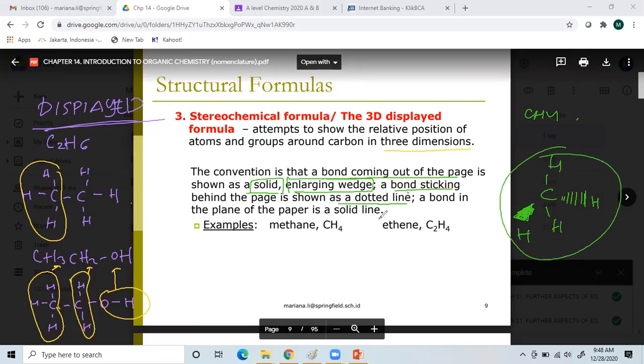Now it's your turn to draw ethene. Oh, sorry, you should draw ethane first, because in ethene there will be a double bond. So I will show this letter. Please try to make ethane, C2H6, in 3D formula.